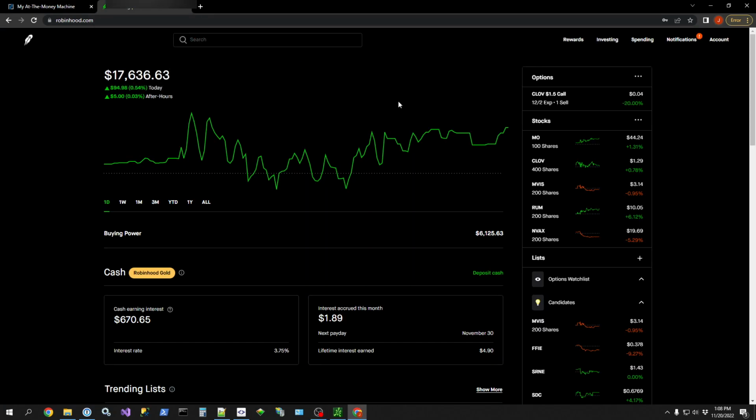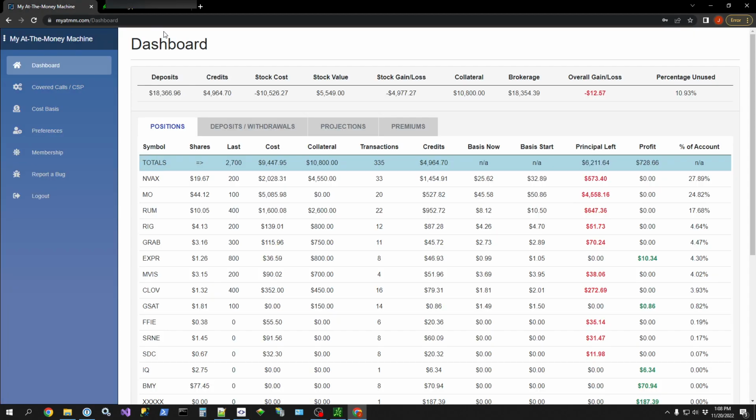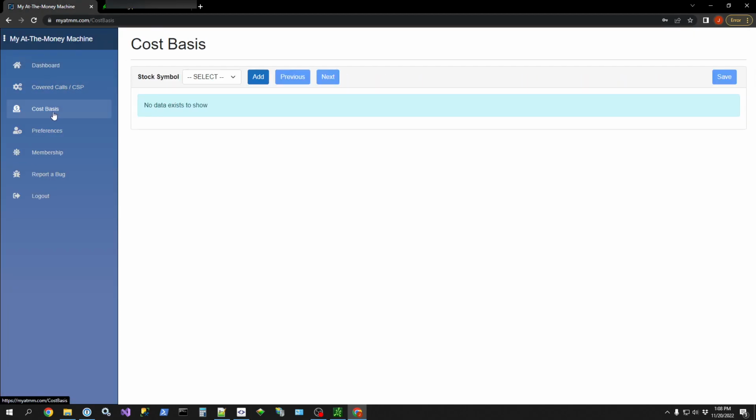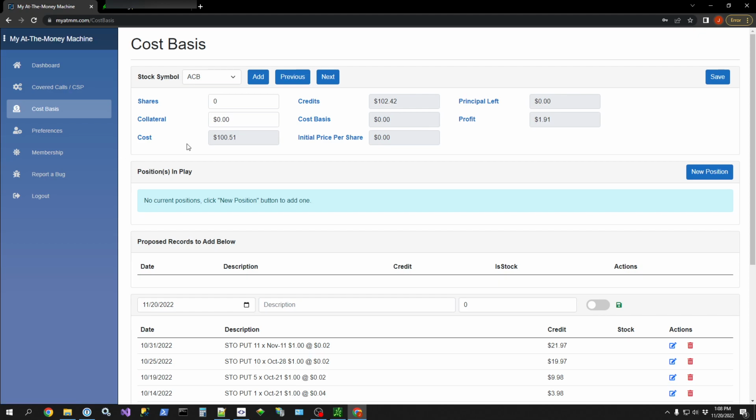I do use Robinhood for the trades, and most recently, from this past week, I got assigned on several of the cash secured puts that I had in my queue. So I'm just going to go through the web application. Basically, in the cost basis section is where I manage those positions in play. So let's go ahead and take care of the assignments first, just because that's the way I like to do it for now.